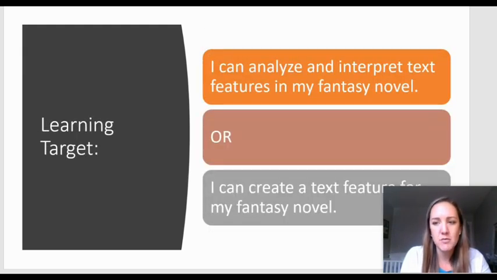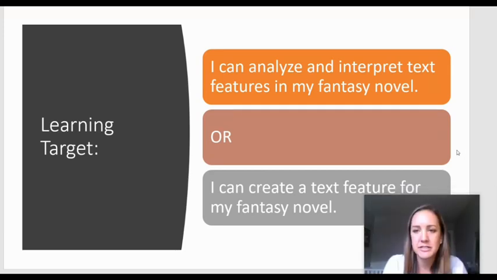So that's going to be our work for today: we are going to analyze and interpret text features in my fantasy novel, or we can create a text feature for my fantasy novel. Sometimes we don't always see text features in our novels, and that's okay too. But we're going to think about how we can create one to help people reading the novel have a better understanding of what's going on.